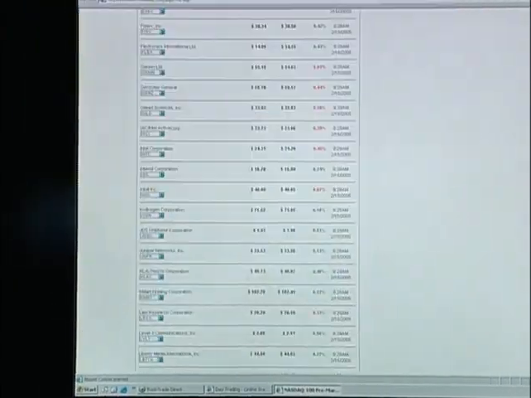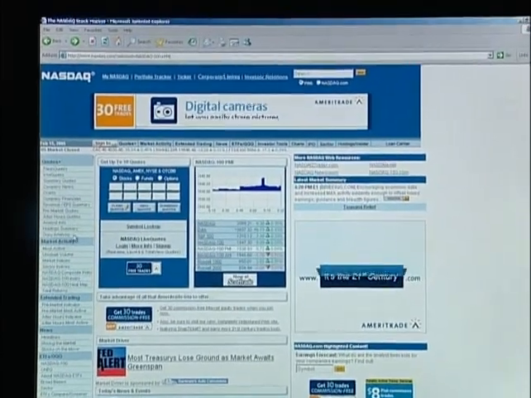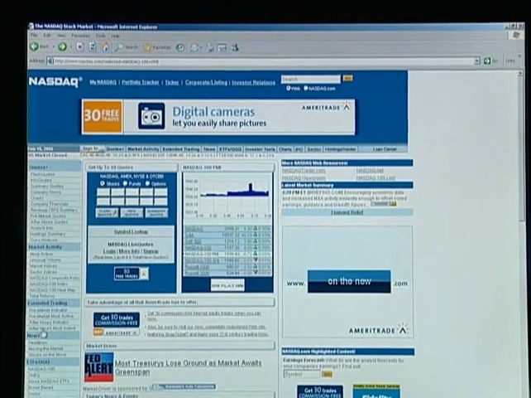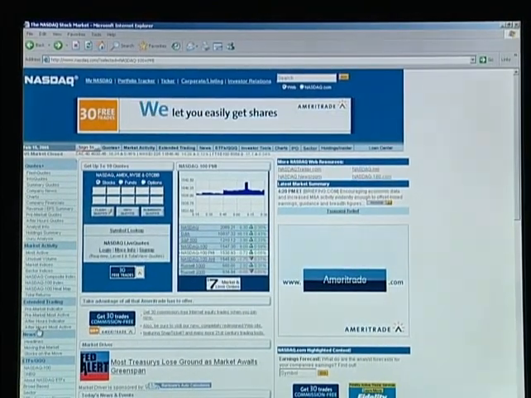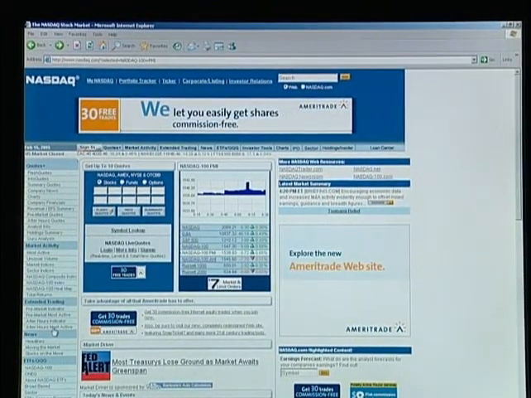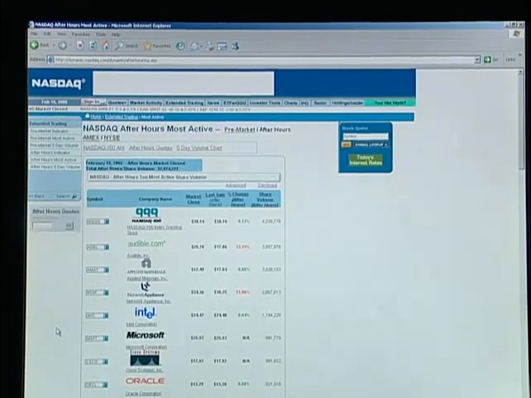I'll go back a picture or two. Let's go back one more here. Okay, here right now is the after hours most active. Let's take a quick look at this guy.